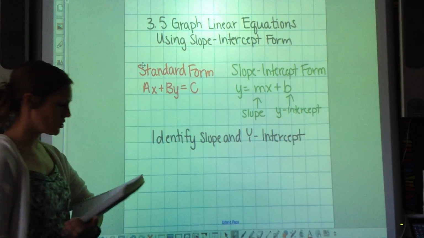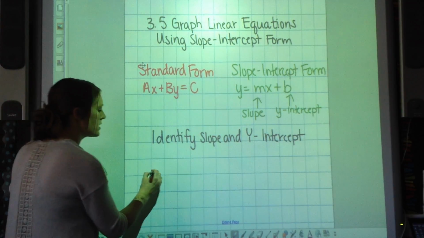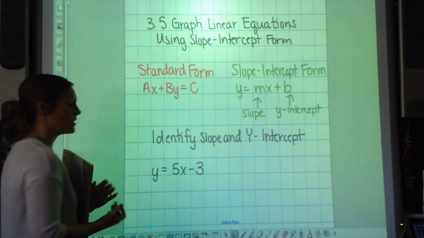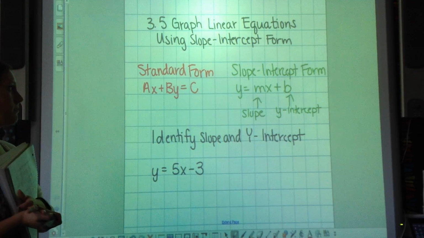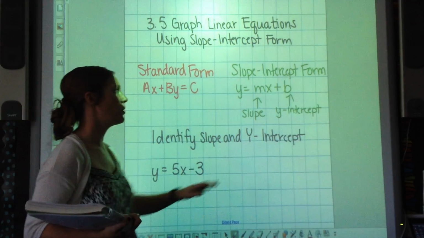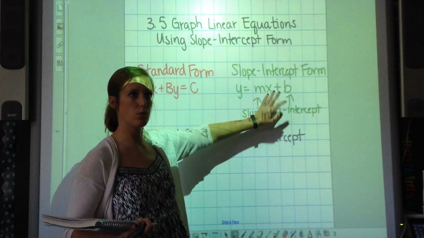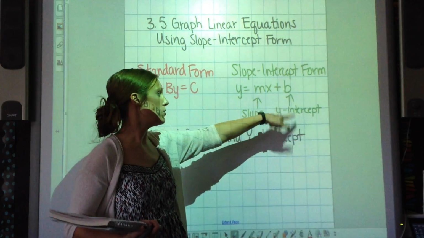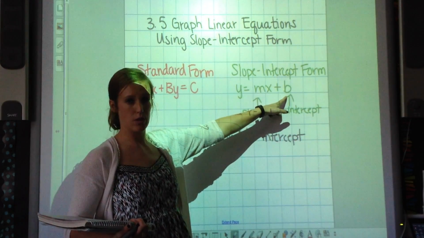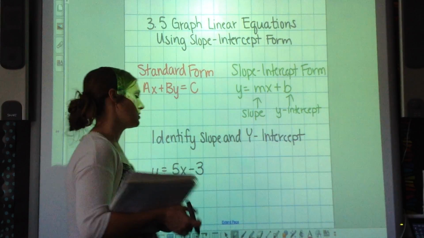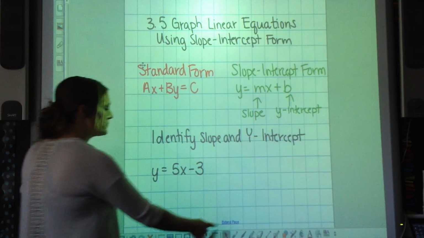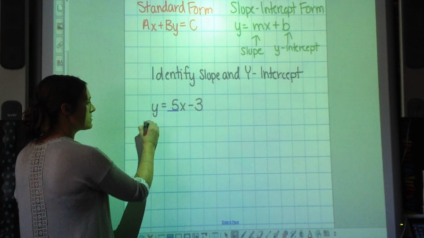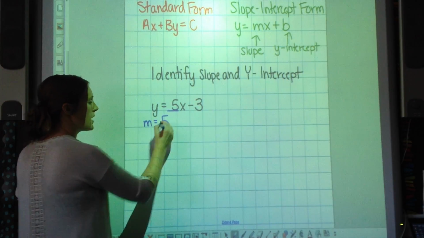So if you have an equation such as y equals 5x minus 3, your job is going to be to identify the slope and to identify the y-intercept. Now notice from the slope-intercept form, your slope will always be connected to the x. Your y-intercept will always be without a variable. It will be a constant. So over here, my slope is connected to the x, so instead of writing slope, I'm going to use m, because m represents slope.